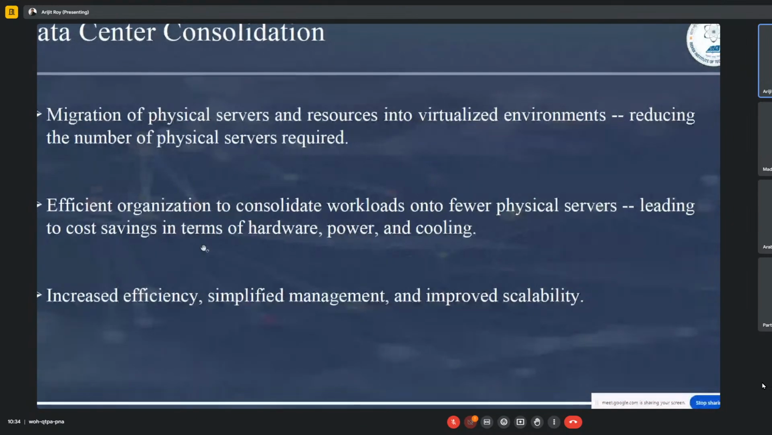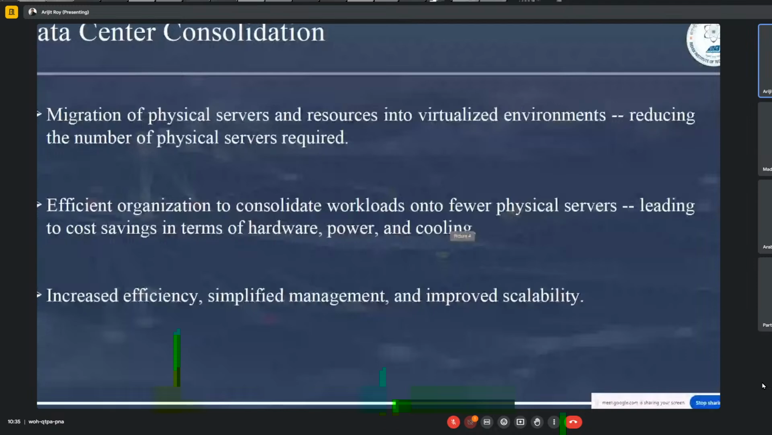So it lets the organization concentrate workload onto fewer physical servers, leading to cost savings in terms of hardware, power, and cooling. Okay, because if you are procuring a different server for each department in the organization, you should have the hardware, power, and cooling. All of these things will be required, right?